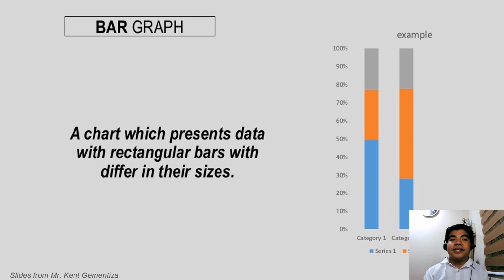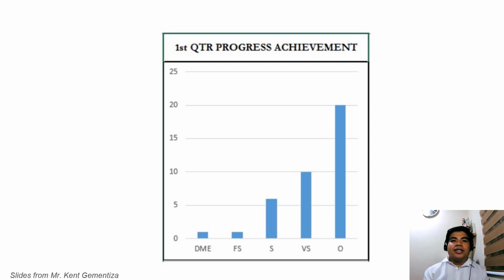From the name itself, bar. This is a chart which represents data with rectangular bars which differ in their sizes. So this is an example of a bar graph, for example, your grades or your learning progress chart.